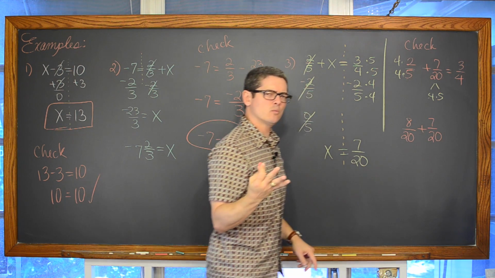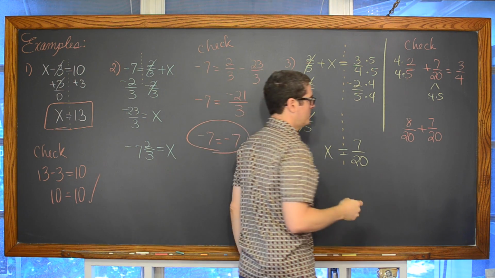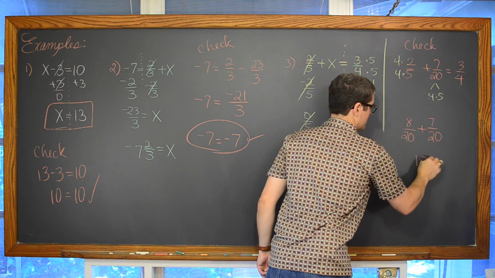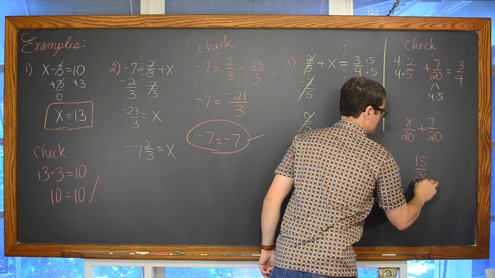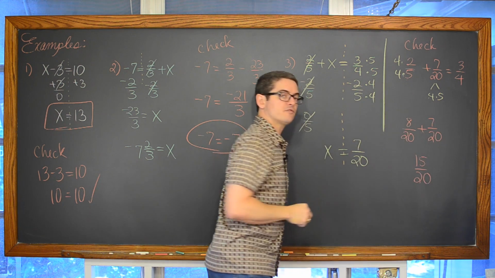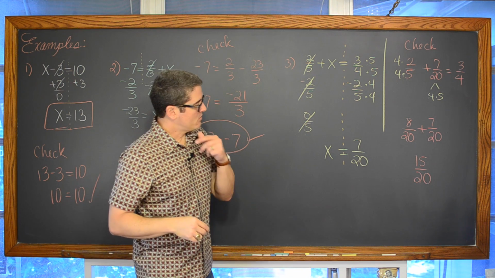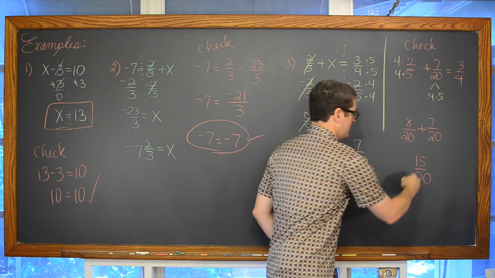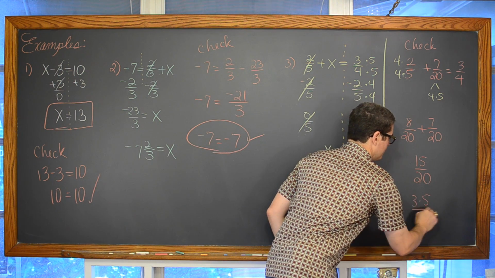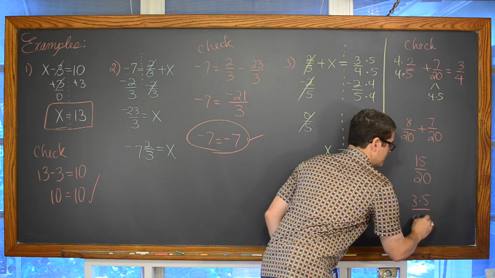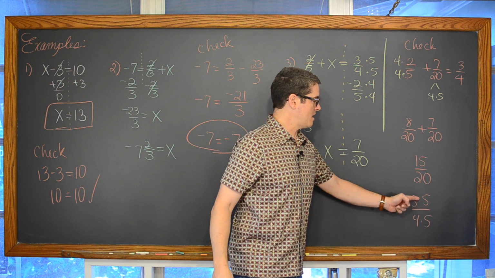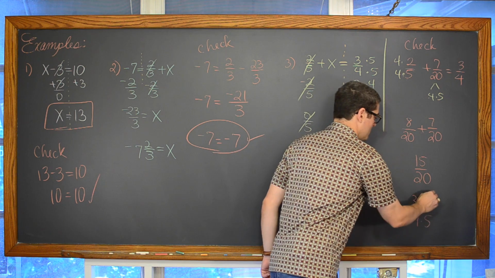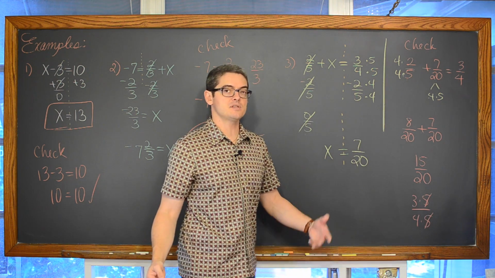Please note that I'm only doing one step at a time, by the way. Being very meticulous with my work, you should do that as well. It leads to much fewer mistakes. 8 plus 7 is equal to 15. And now 15 is 3 times 5. 20 is 4 times 5. So the numerator and denominator both have a common factor of 5, and 5 divided by 5 is equal to 1.